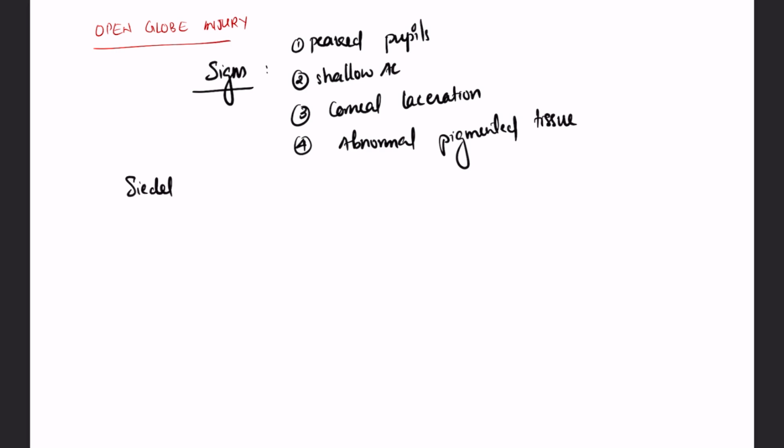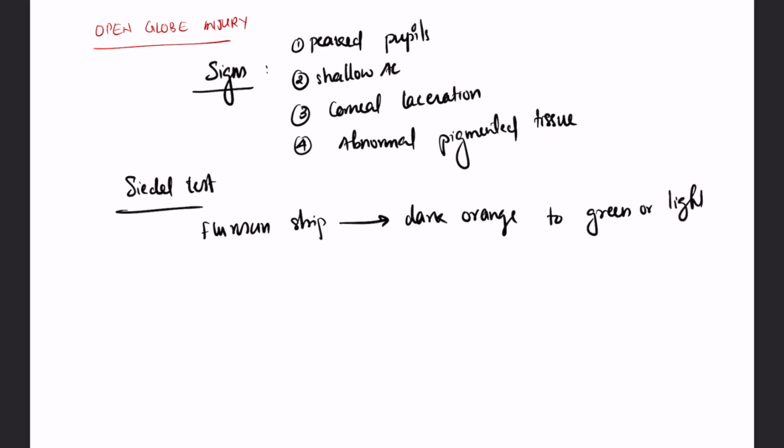One test we can do is the Seidel test, which is a fluorescein test. The color change is from dark orange to lighter orange or a green color after the test. If there is a leak, it will produce a green color.